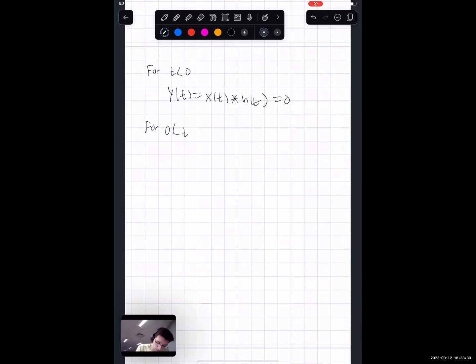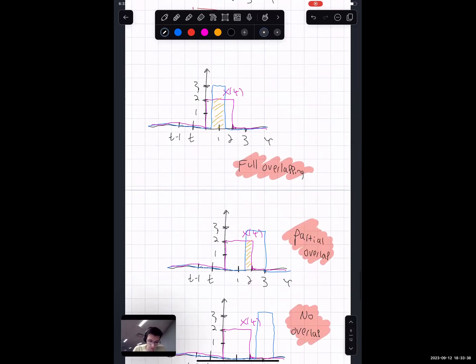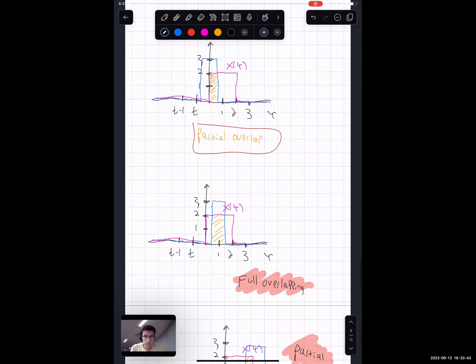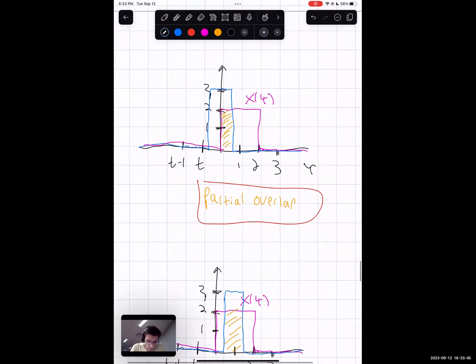For 0 less than t less than 1. Okay, this is our next interval. Now, this is going to be our partial overlap interval. And you may be wondering, how did I get this 0 to 1? I was kind of alluding to it earlier when I was talking with Isabella. But here we see that the width of this is 1, right? So this h of t minus tau is going to be partially overlapping from when this right guy is greater than this.